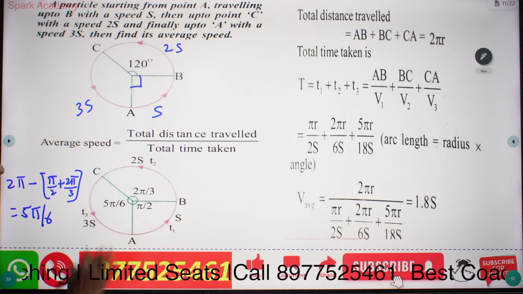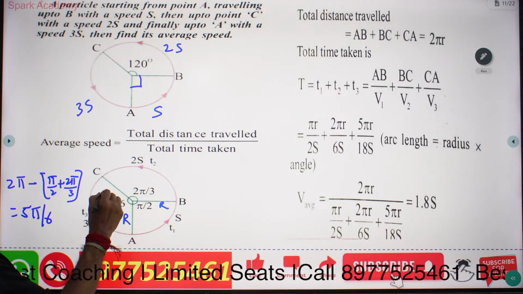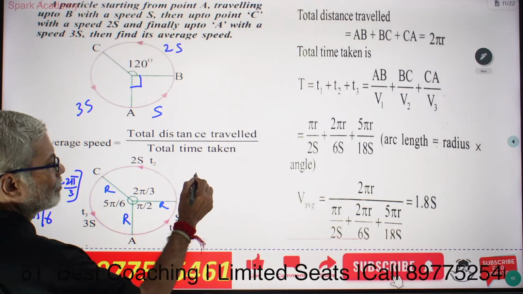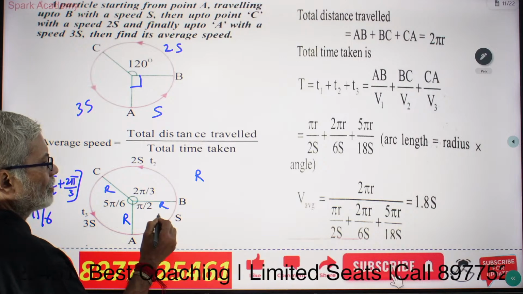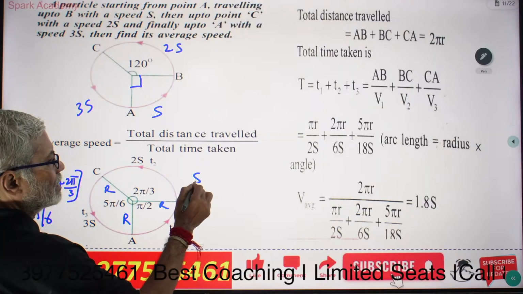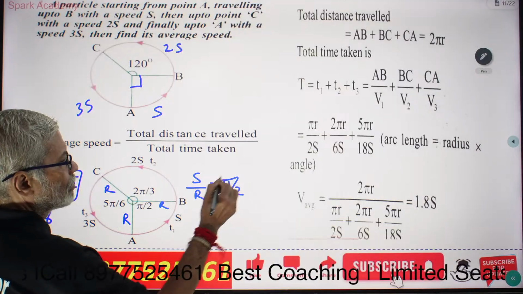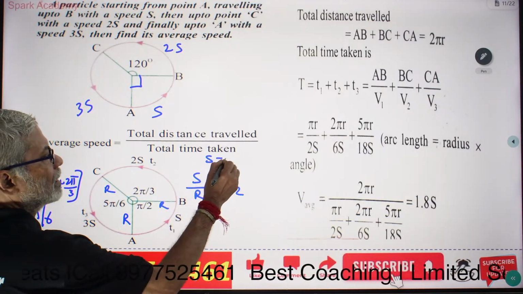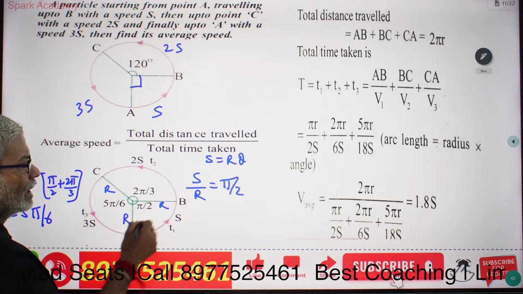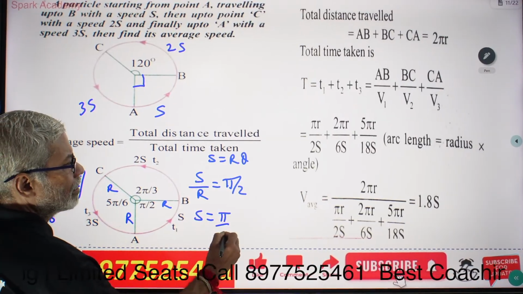Then you apply the sector formula. Suppose R is the radius. This is R, this is R, this is R. So S by R is equal to theta. Theta is pi by 2. S is equal to R theta. The formula is there, no? Sector formula. So S by R is equal to pi by 2 means S will be equal to pi by 2 R.